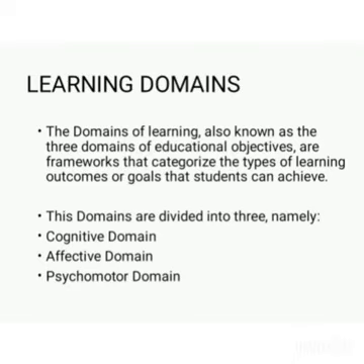The domain of learning, also known as the three domains of educational objectives, are frameworks that categorize the types of learning outcomes or goals that students can achieve. These domains are divided into three, and I know they are very popular and many of us know them. The first one is the cognitive domain. The second one is the affective domain. And then the third one is the psychomotor domain.